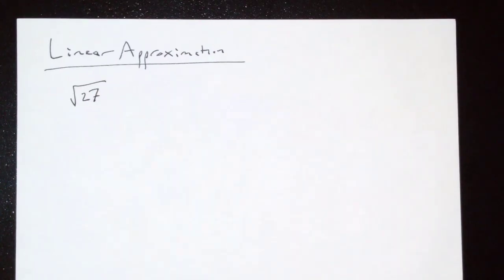So, a legitimate question. What's the square root of 27? No calculators, no phones, nothing. What's the square root of 27? 5 point something, right? A little bit bigger. How could I get that more precisely?